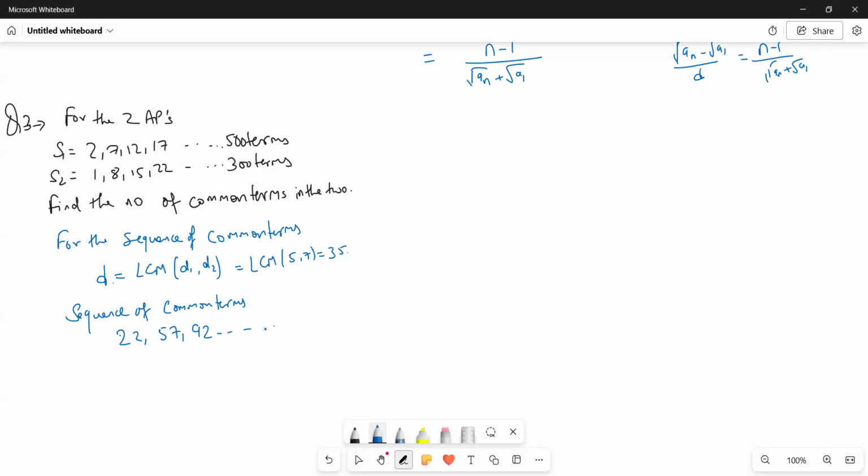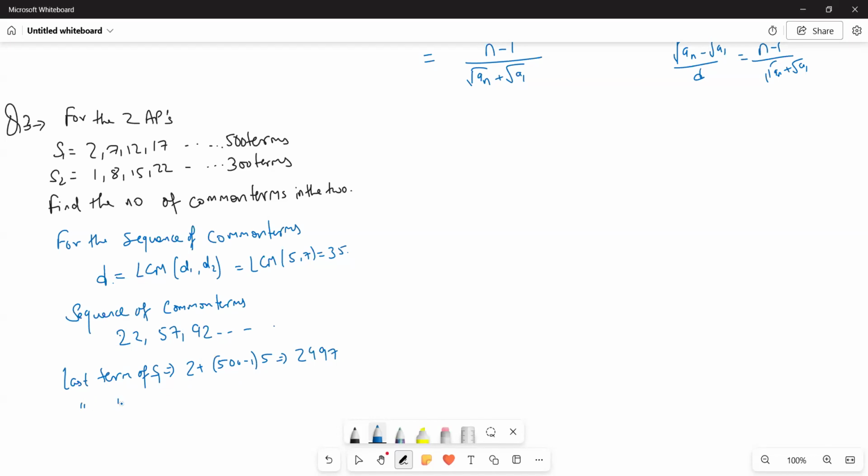But then how many terms would be over here? How will this be found? So to find the number of common terms, what we do is we find the last term of the two given sequences. What would be the last term of S1? So 2 plus n minus 1 d. What was the value of D? 5. 2497. Yeah, I got 2497.